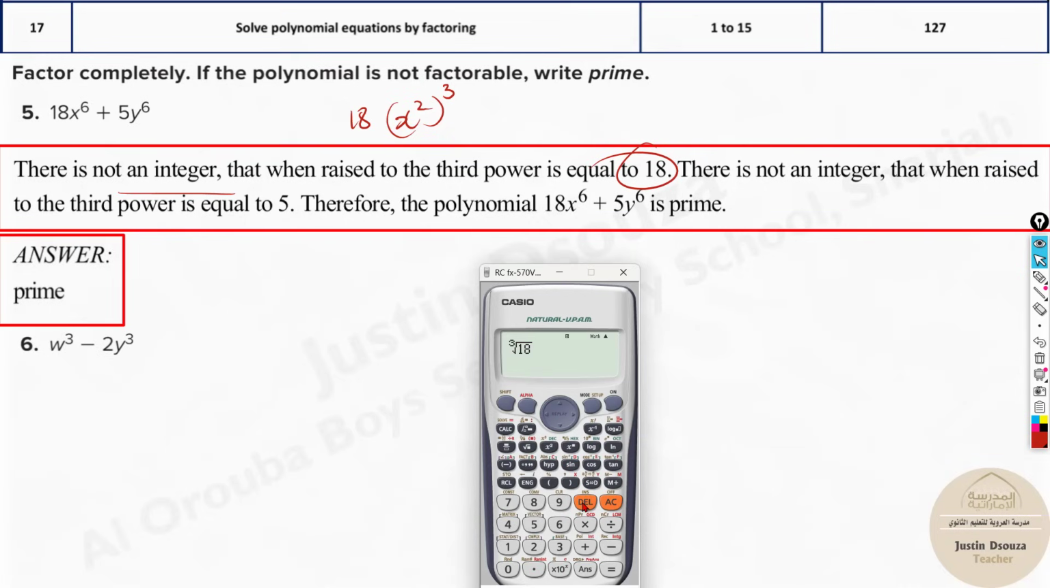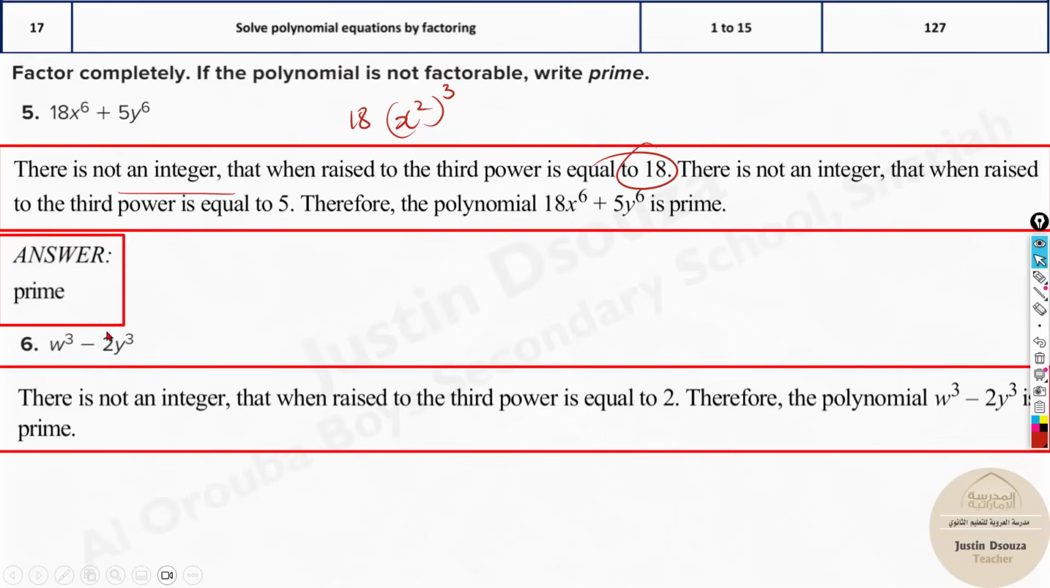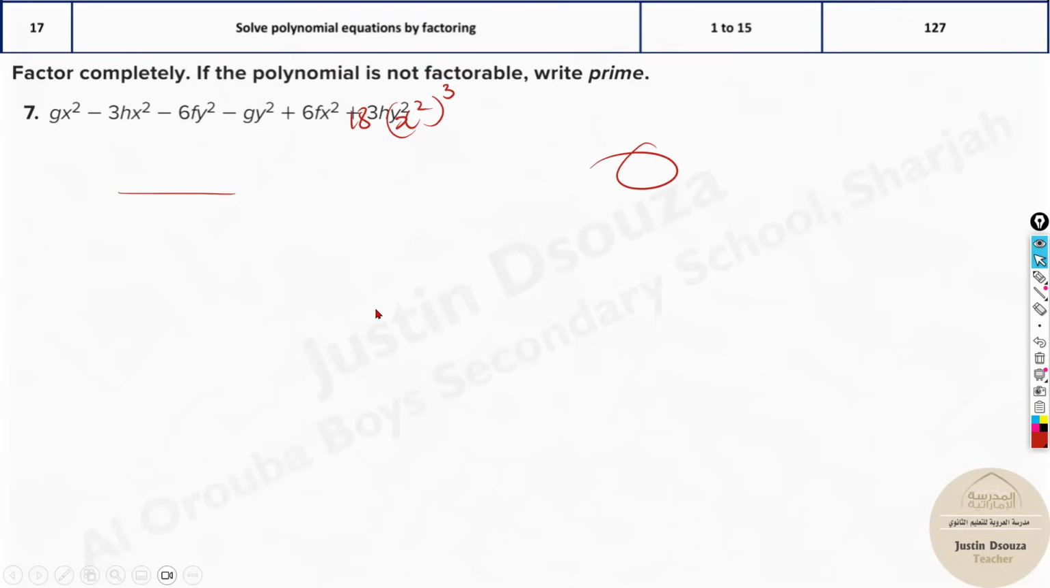And what about the other number as well? 5 also, it's not possible. See, there is no way. So therefore we call it prime. Even this one over here, there is 2. So there is no way we can do it. This is also prime. You can't use the formula over here.